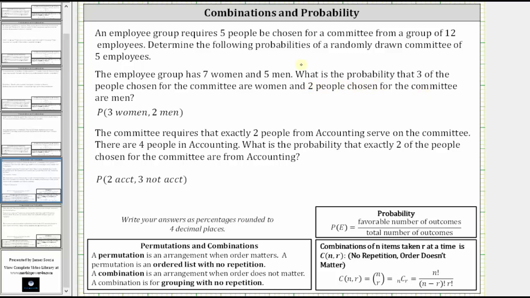The first thing to recognize here is that we are dealing with combinations because we are forming groups where the order doesn't matter and we don't have repetition. For the probability, the denominator is going to be the total number of outcomes, which in our case will be the total number of ways of forming groups of 5 from the 12 employees, which will be 12 choose 5.